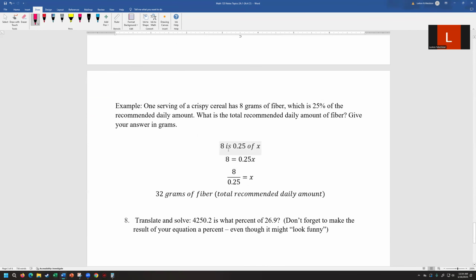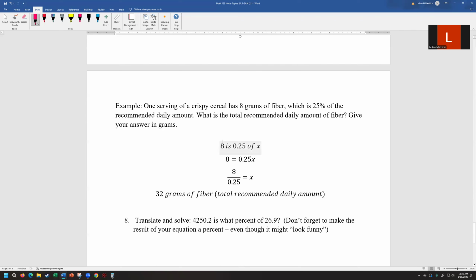All right, here's another one just so you can see. One serving of a crispy cereal has 8 grams of fiber, which is 25% of the recommended daily amount. What is the total recommended daily amount of fiber? Okay, so notice we know just the one serving they ate. So this is not their whole day of meals. This is just the part. The total recommended daily amount would be the whole. That'd be all the fiber that you ate for the day. So that's our of.